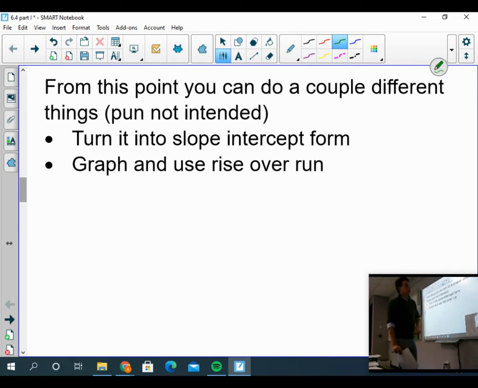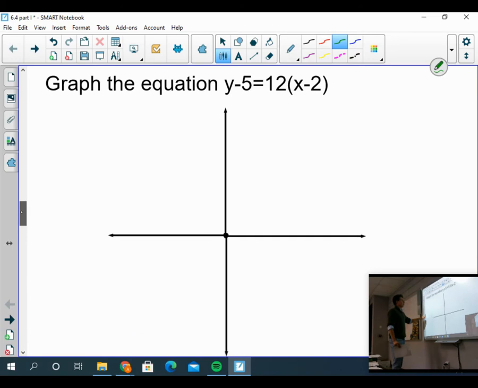And in turn, we can turn it into slope-intercept form, which is really nice to work with. We also can graph and use rise over run with it. Okay? So you've kind of learned some theory about point-slope form. Well, where are you actually going to use it? Well, let's start with graphing.